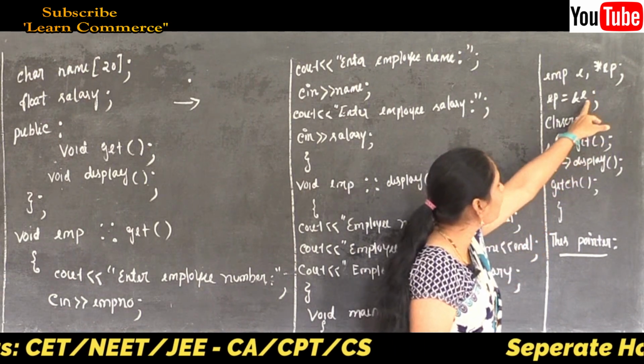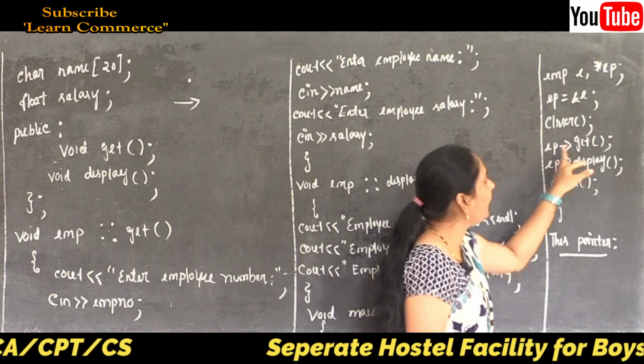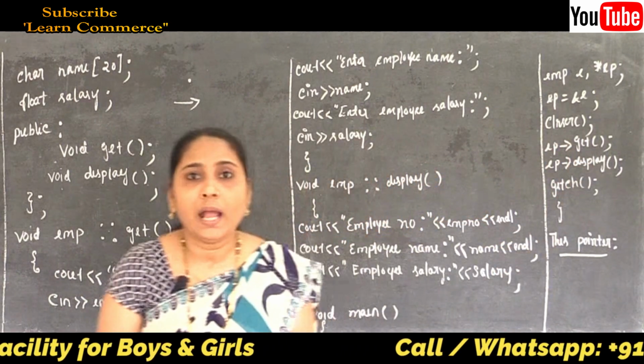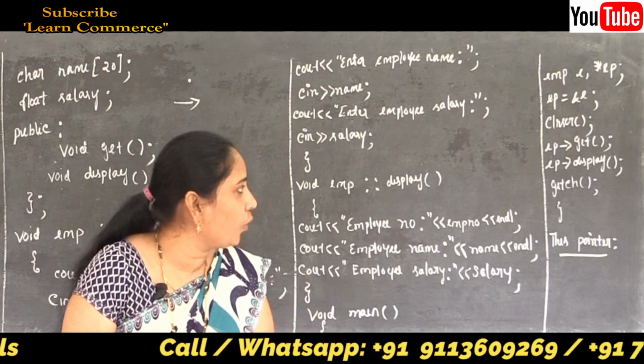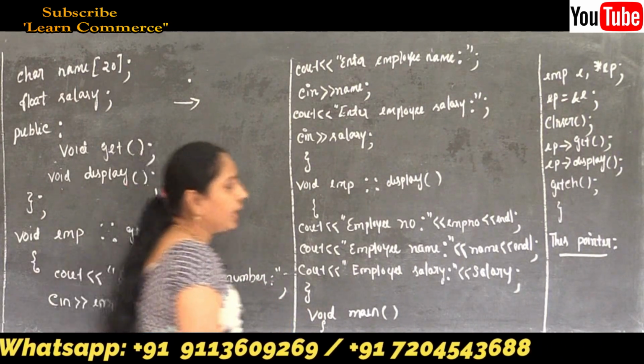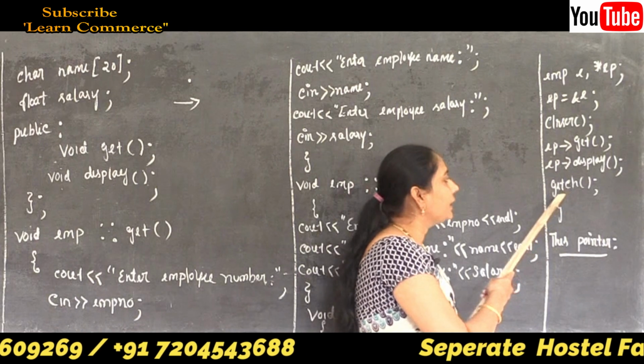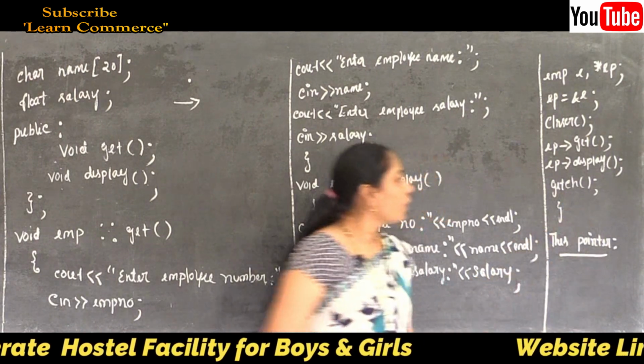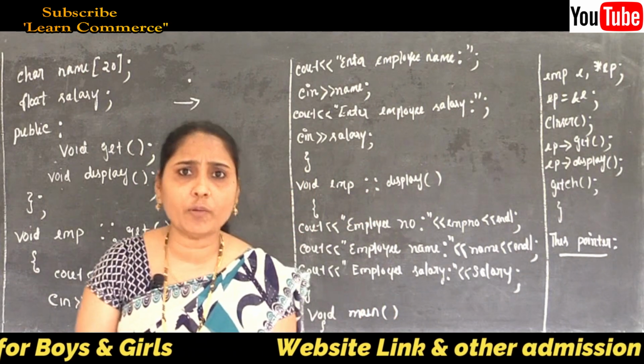So the object name is EP, arrow operator get open close semicolon, EP arrow operator display open close semicolon, and next is our getch. Why? Because it is to end the program, and later closing of the flower bracket.